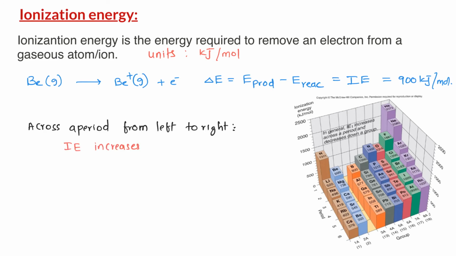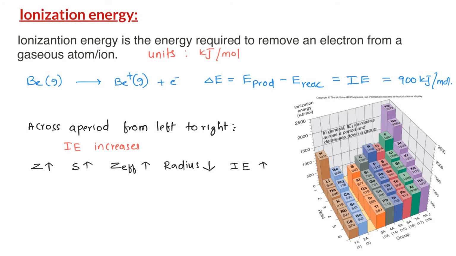When you move across a period from left to right, the ionization energy increases. As we have seen in the atomic radius, when you move left to right in a period, the nuclear charge increases and the shielding increases. However, because the electrons are being added to the same energy level, they don't shield each other well. That is, shielding doesn't increase as much. Therefore, the effective nuclear charge increases, electrons move closer to the nucleus, and it requires more energy to remove the electron out.